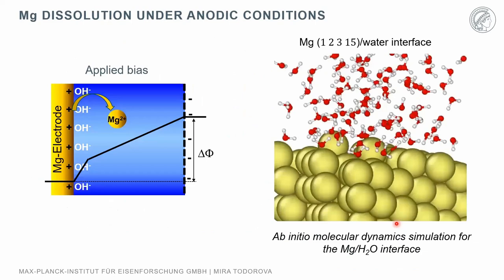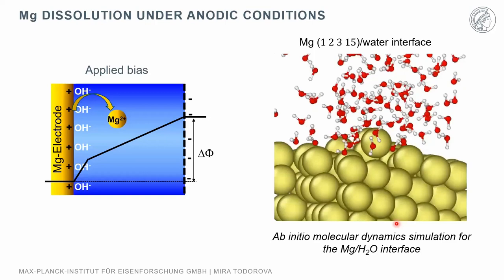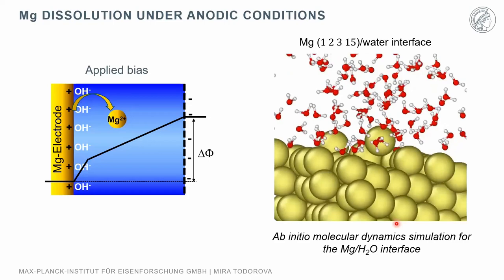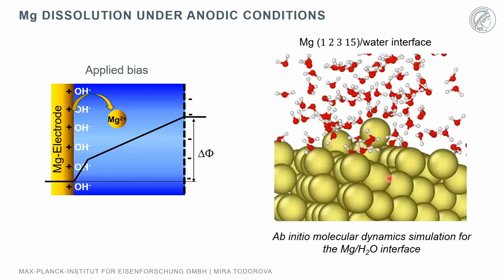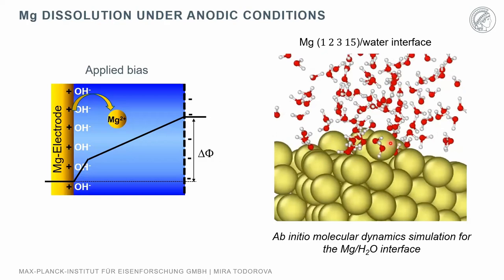What we can then also do is to start to look at dissolution of the metal, which, as I mentioned, is usually the first step in a corrosion process. And again, we see the same kind of situation that we have first dissociation of water and absorption of OH. But we also see that eventually we have a dissolution of magnesium going into solution. This is a kink magnesium atom.